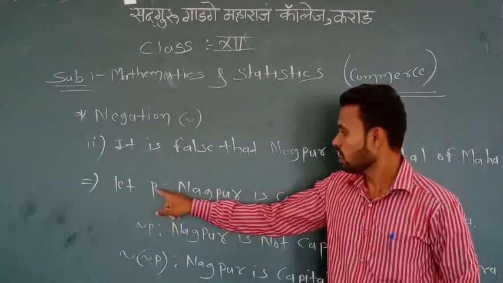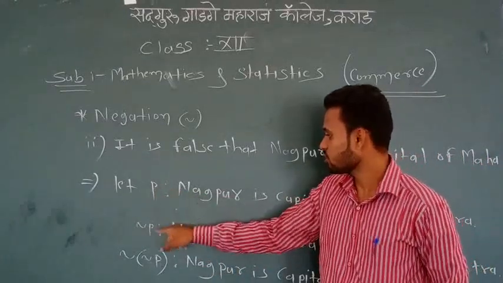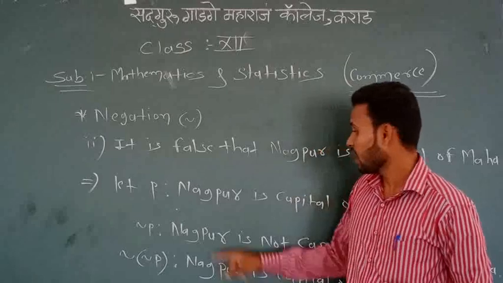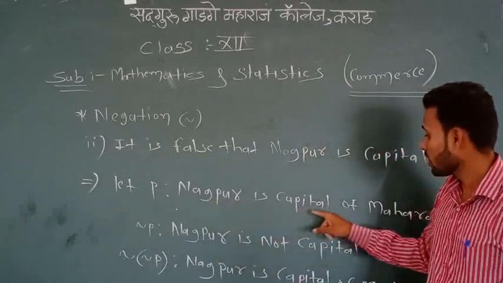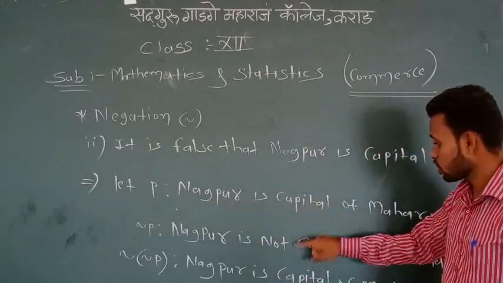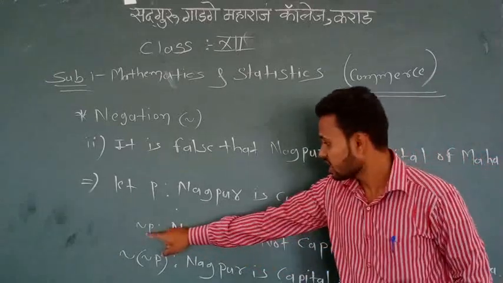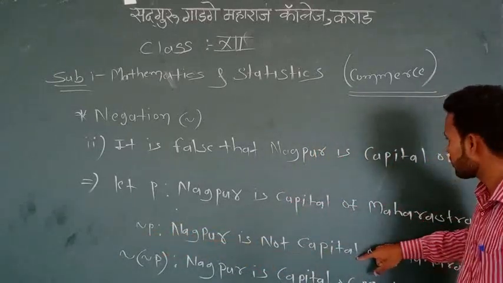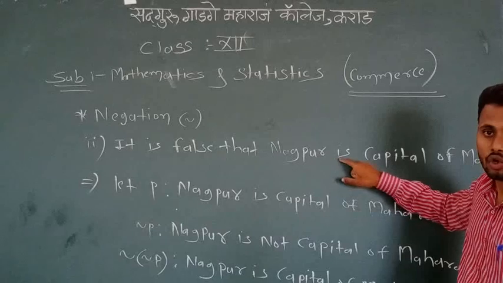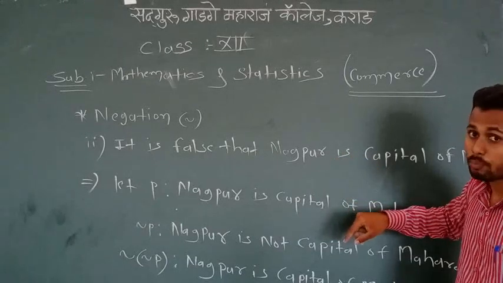Next line, what I do? I take the negation of that statement. Negation of that statement means the negation of P. काय आला. Nagpur is not capital of Maharashtra. आता हा काय झाला. निगेशन ऑफ पी. हे जे स्टेटमेंट आहे ते म्हणजे आपलं ओरिजिनल स्टेटमेंट भेटलं.